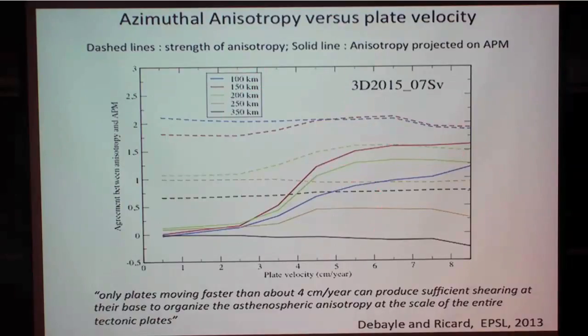And then it decreases. So from this picture that we built with an initial model, and that is still valid with our updated model, we suggested that only the plates that are moving faster than 4 centimeters per year can produce sufficient shearing at their base to organize the anisotropy at large scale. What do I mean by large scale?